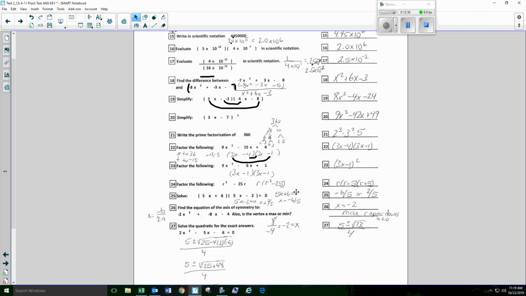So 5x plus 6 equals 0. Subtract the 6 across, divide by 5, negative 6/5. Add the 2 across, divide by 5, you get 2/5. So one or the other.